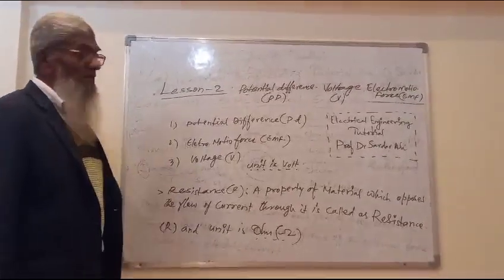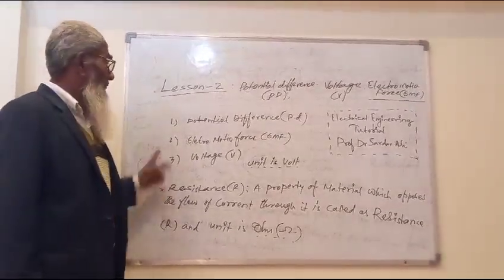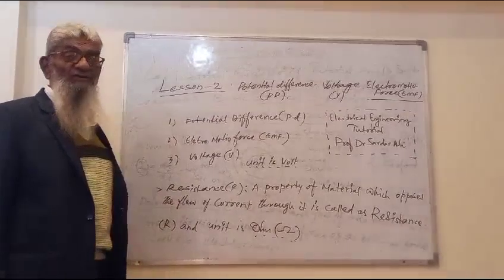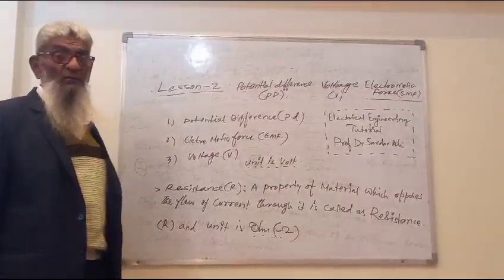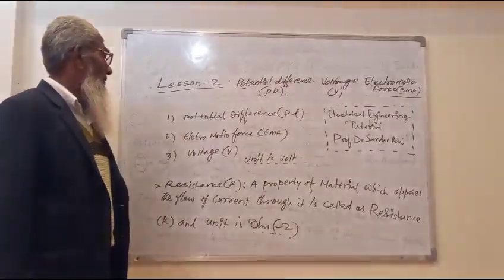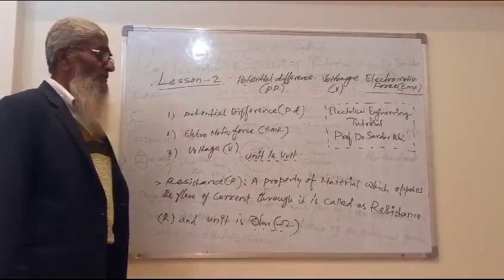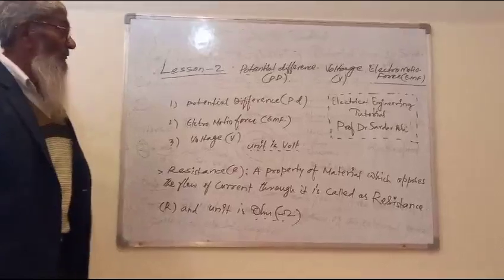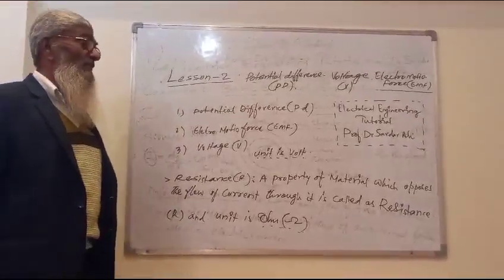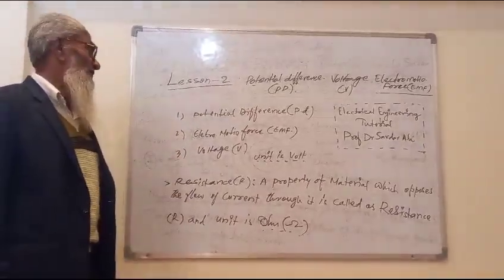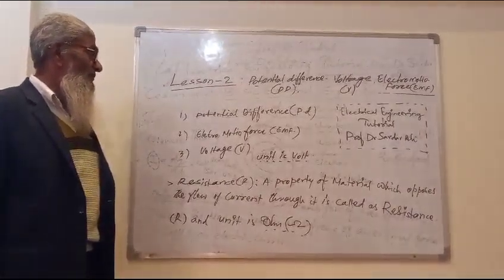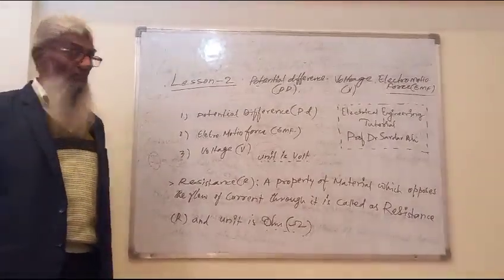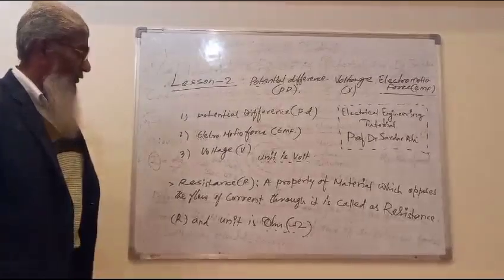Then what is the potential difference? The difference in potential between two fixed points or the known points is called potential difference, or otherwise the work done by the movement of unit positive charge between two fixed points is called potential difference or voltage or electromotive force.